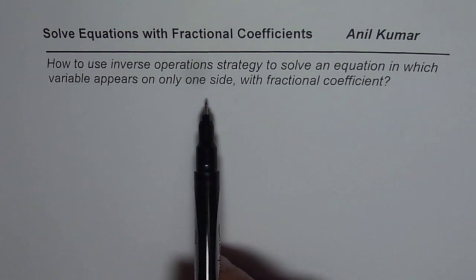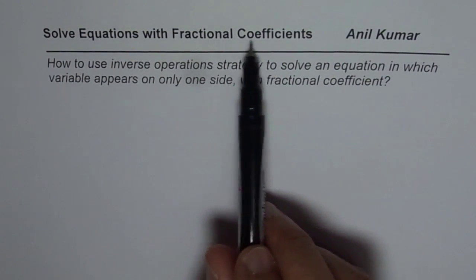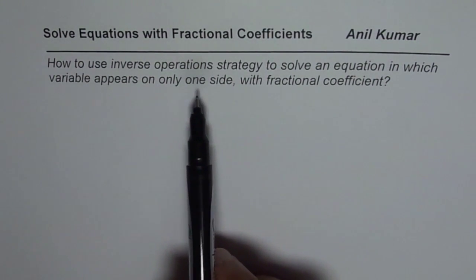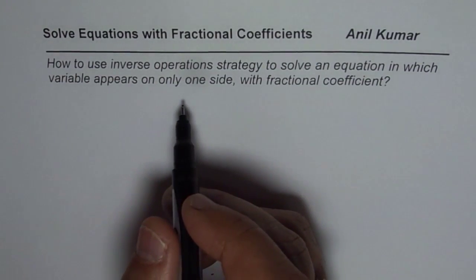So we have complicated our equations one step by including fractional coefficients, but still we are working with one variable on one side. In the next set of videos we'll take variables on both sides. Okay, so let's take a few examples to understand the strategy.